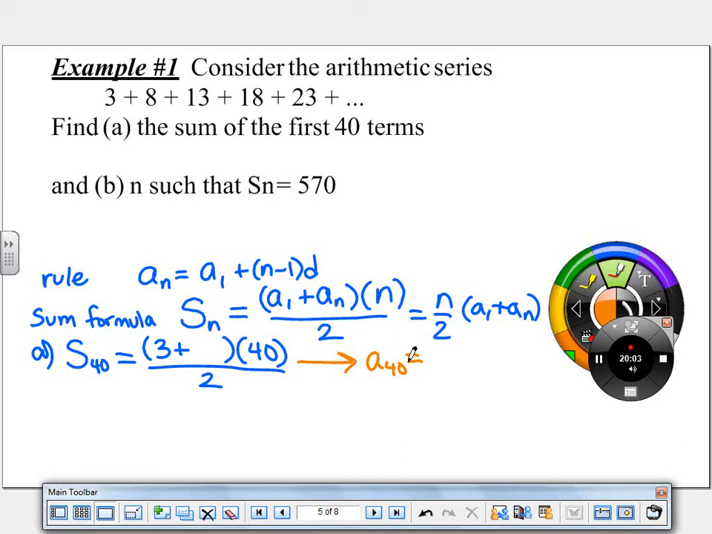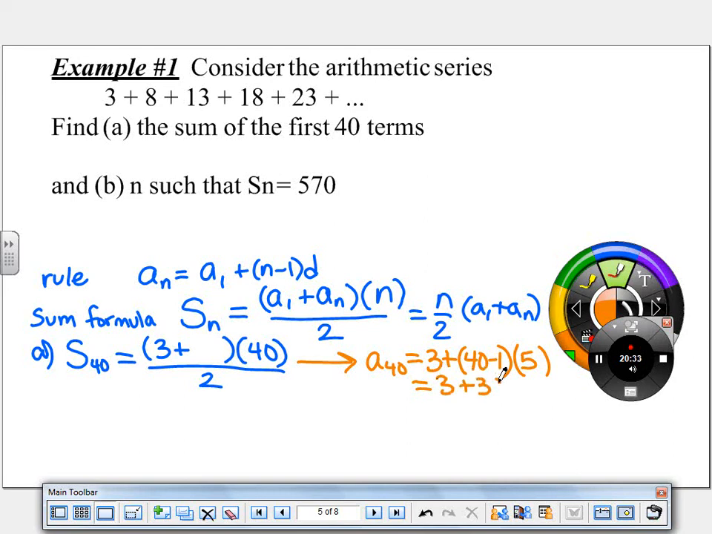So when I look at my rule, I need the first term, which I have, which is 3, plus n minus 1. What's n in this case? 40. I'm looking for the 40th term specifically. So I'm looking for the term that's in spot number 40. So 40 minus 1 times the common difference. What's our common difference? 5. We already identified it. Okay.